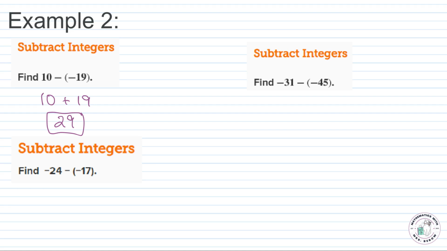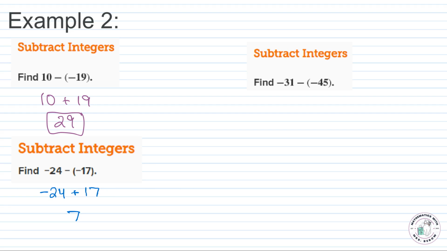The bottom left problem, we have negative 24 minus negative 17. And so we're going to, again, follow our trick. Keep, change, change. So keep the negative 24. We're going to change the subtraction into addition. The opposite of negative 17 is positive 17. Now that we have different signs, we're going to subtract the two. So we're going to do 24 minus 17, which is going to be 7.